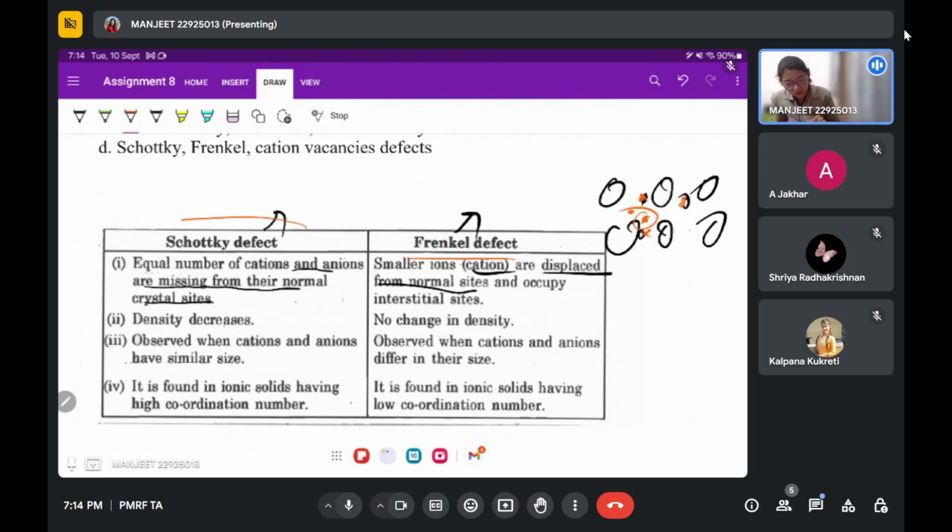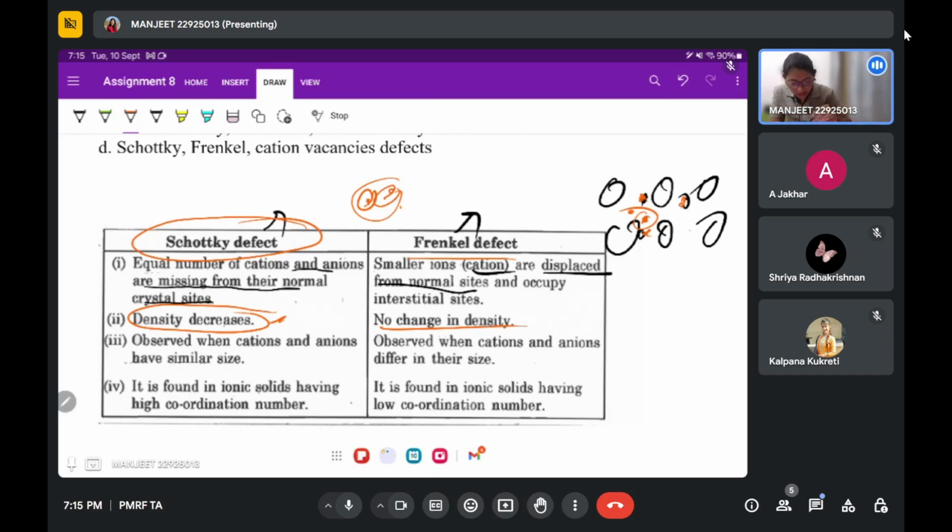In the Schottky defect, because both the cation and anion are missing from their normal positions, your density will decrease, because one cation and one anion are removed from there. But in the Frenkel defect, there is no decrease in density, because it is just moving from one place to another, so density will not change.